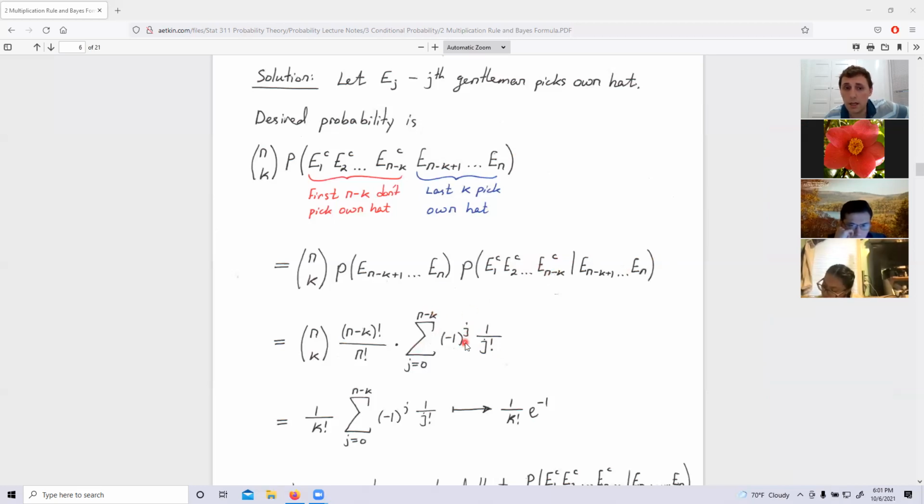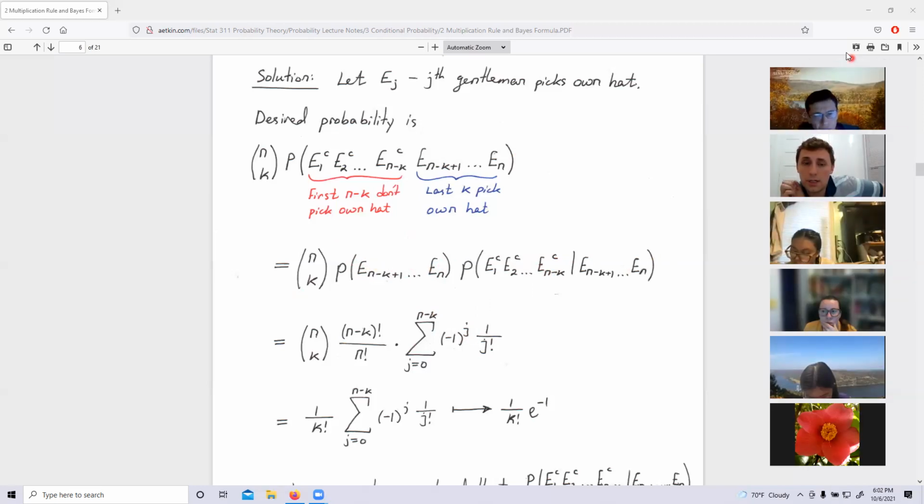So it's this summation. Now, what about this probability? We have the gentlemen picking their own hats here, and the rest can do whatever they want. So gentleman 1, gentleman 2, through gentleman n minus k can do whatever they want. So in the numerator, I have n minus k permutations for what gentlemen 1 through n minus k are allowed to do.